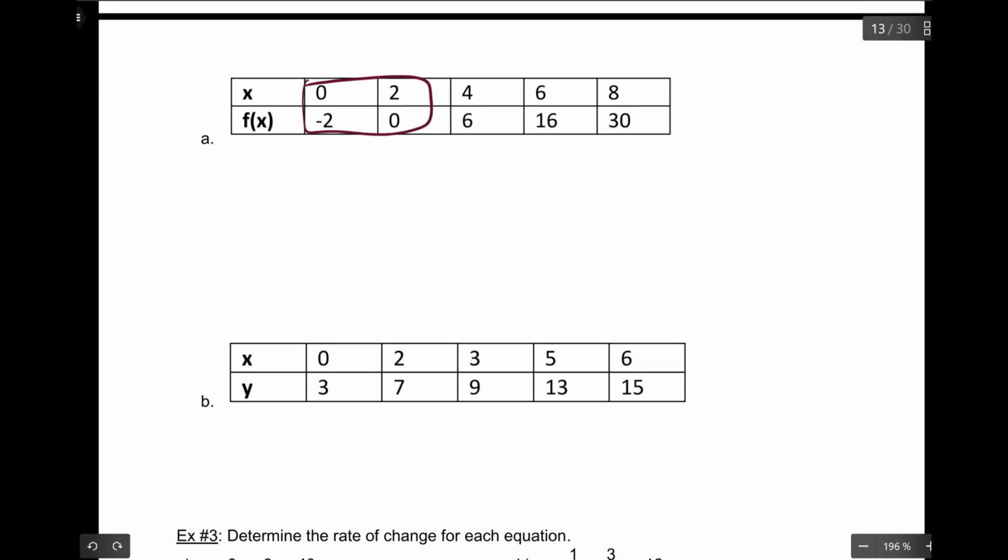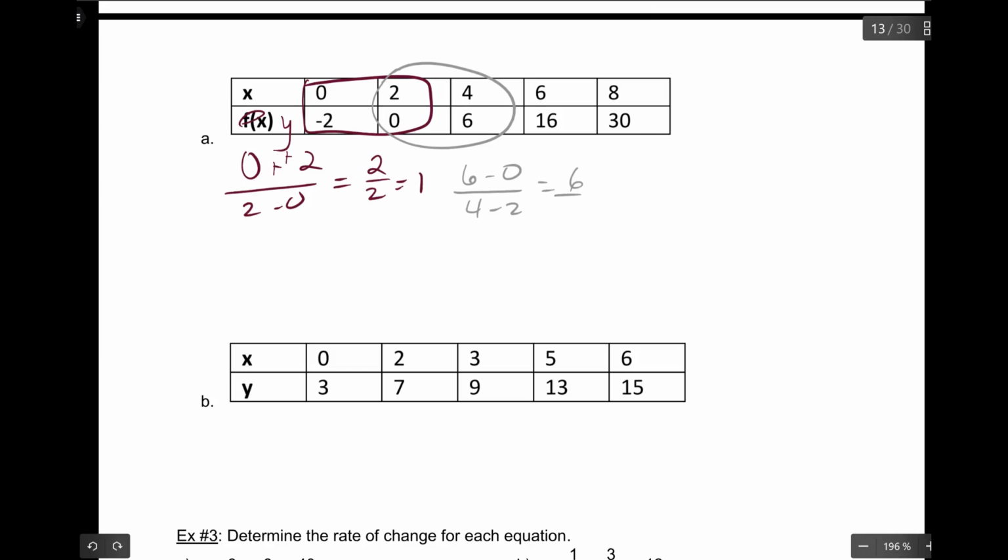Let's try this one. I'll pick these 2 points first. Remember, here's your y. So 0 minus negative 2 over 2 minus 0. Minus a negative is the same as adding, so 2 over 2 is 1. Let's do these two: 6 minus 0 over 4 minus 2. So it's 6 over 2, which is 3. Oh no, what's happening? That's not the same. Oh my gosh. Okay, well, let's try these.